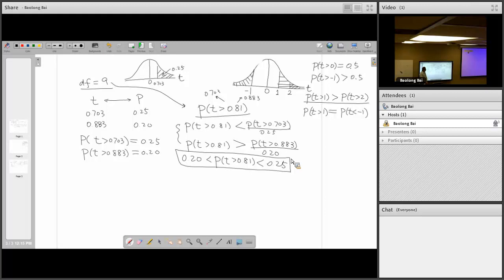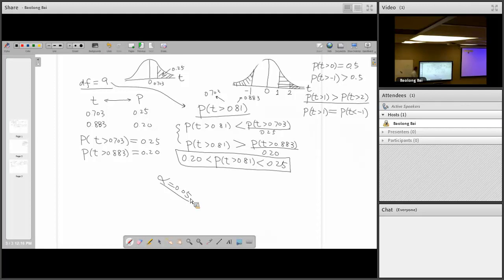The whole purpose of finding the p-value is to compare with alpha. For example, if alpha is 0.05 and the p-value is between 0.20 and 0.25, we can easily see that p is greater than alpha, and we can conclude we fail to reject the null. And that's all we need to find the p-value.